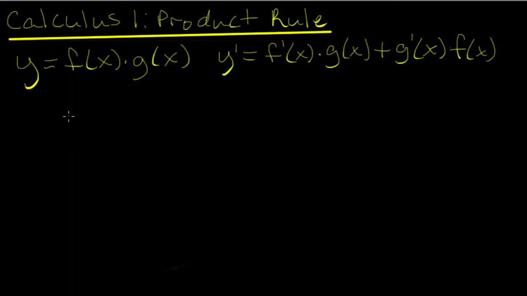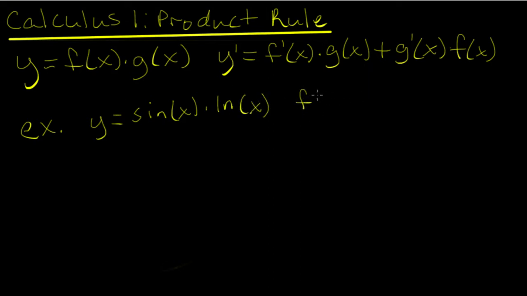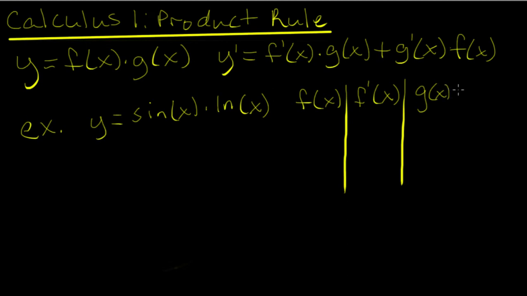Okay, so let's take a quick look at an example of one of these. Let's say that we have y equals the sine of x times the natural log of x. What I like to do is make a quick chart. We'll have f of x, f prime of x, g of x, and g prime of x.